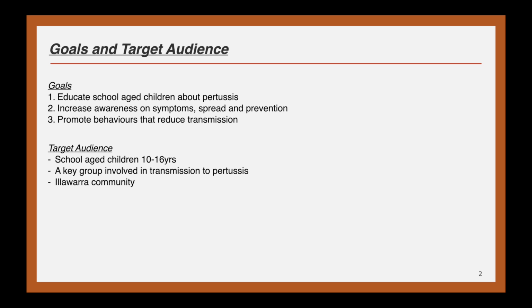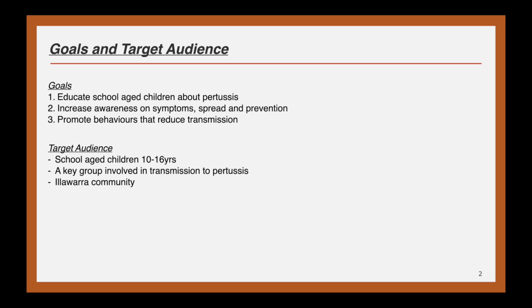The goal of my infographic is to educate school-aged children about pertussis, also known as whooping cough. The resource focuses on increasing awareness of key symptoms, how the infection spreads, and strategies to prevent transmission. The aim is to not only improve individual understanding, but to also encourage behaviours that reduce the spread of infection within the wider community, in particular in high-contact environments such as schools.